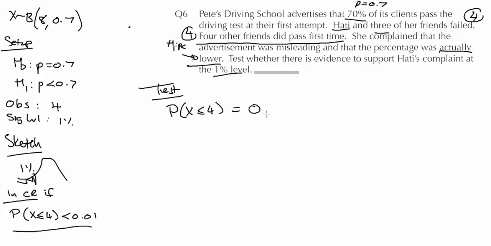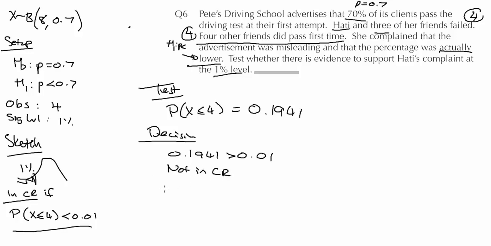Okay, we got 0.1941. So now we've got the decision. 0.1941 is actually bigger than 0.01, so it's not in the critical region. So I think Hattie is being really harsh on poor Pete.